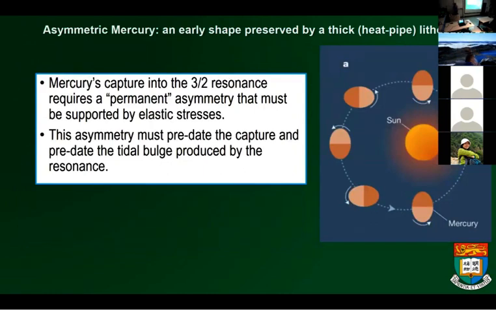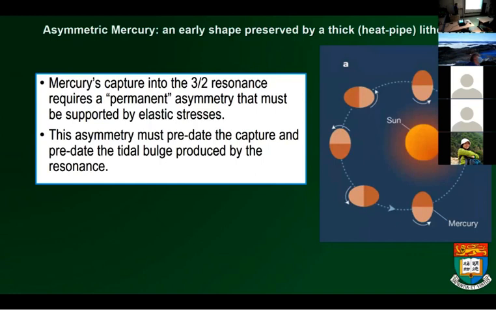Mercury is similar. Mercury has a 3-2 resonance that must be supported by some kind of a permanent asymmetry. So it's a 3-2 resonance in its orbit. That's got to be a pretty major feature that should be equilibrated out. And the only way to maintain it is to have some kind of strength to maintain that early feature.